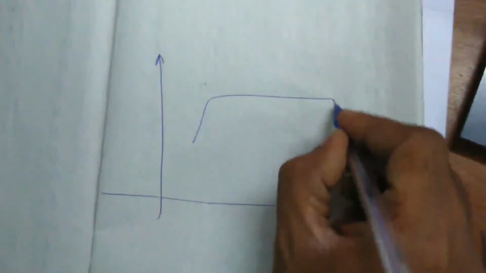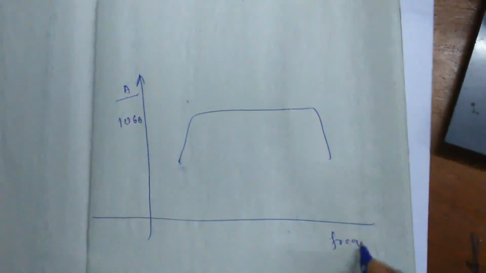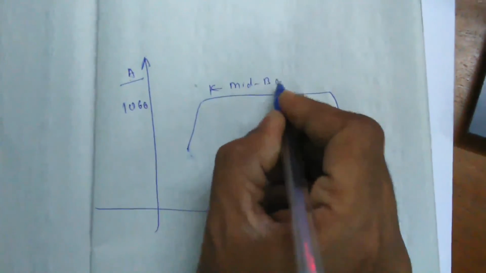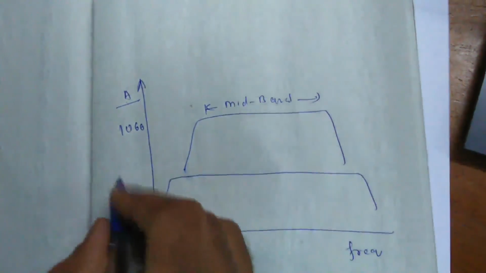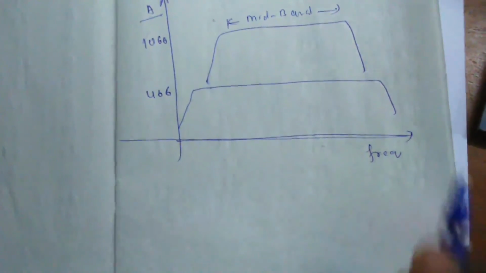Now I just draw the frequency response graph. So gain first without feedback, I got 1066. This is my y-axis, which is gain. This is the x-axis, which is frequency. So this is the mid band gain. The gain with feedback is 466. Thank you.